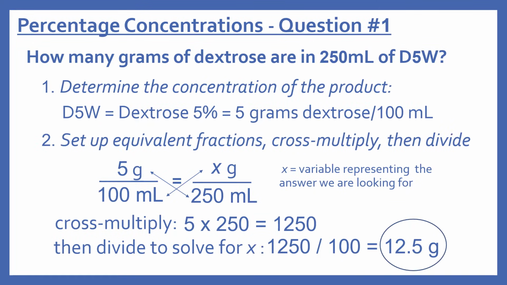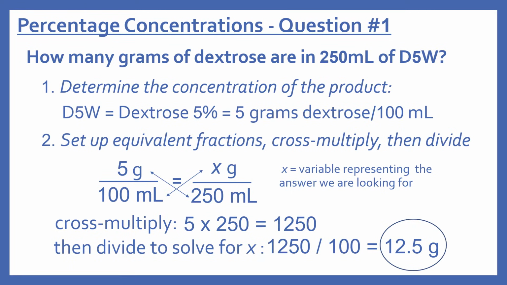So now we'll look at some percentage concentration questions. We'll start with question number 1. How many grams of dextrose are in 250 mLs of D5W? First, we have an abbreviation of our product, so we need to determine the concentration of the product. D5W means dextrose 5%, so that means 5 grams of dextrose per 100 milliliters. Next we're going to set up equivalent fractions, cross multiply, and then divide.